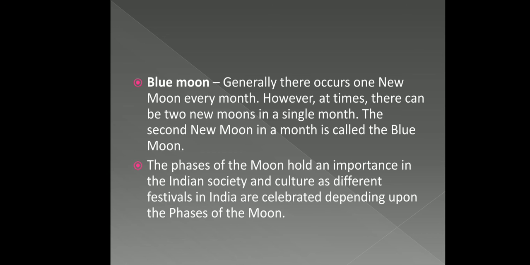According to the phases of the moon, in Indian society we celebrate festivals depending upon the phases of the moon. For example, Diwali we celebrate on a new moon day, and Mahashivratri is celebrated on the 13th night of the waning moon, and Guru Nanak birthday is celebrated on a full moon day, and Eid ul Fitr we celebrate on the day following the crescent moon.